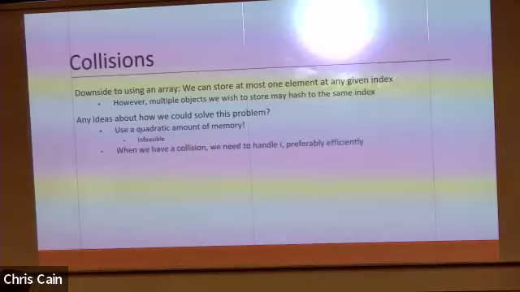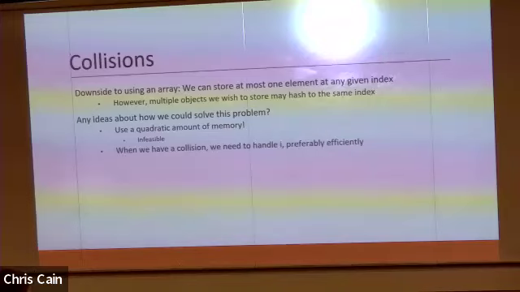So when we have a collision, we need to handle it. And we want to be able to handle it efficiently. Any ideas of what we could do? 2 objects map to the same location. We can only store one of them at that location. What could we do to be able to store the second element that also maps to that location?